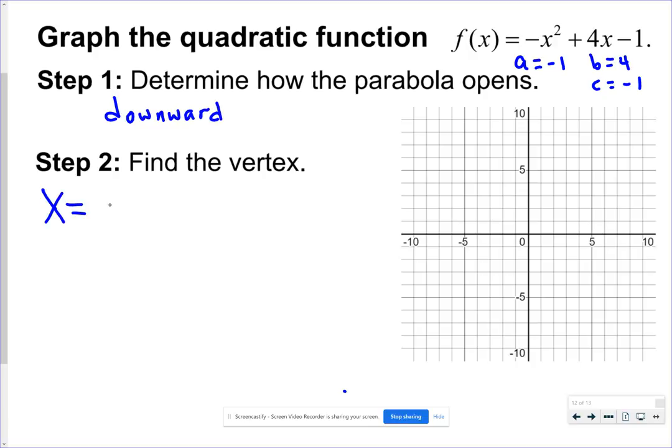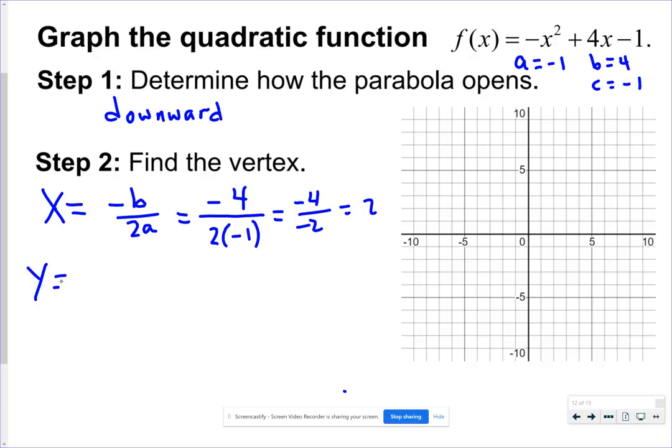So we're going to use x equals -b over 2a. So we're going to do the opposite, or the negative of 4. There's my b. 2 times -1. Don't forget the a, right? It's not going to come out right if we don't. Negative divided by negative is, oh, that's +2. Then I find my y value by plugging in 2 for x.